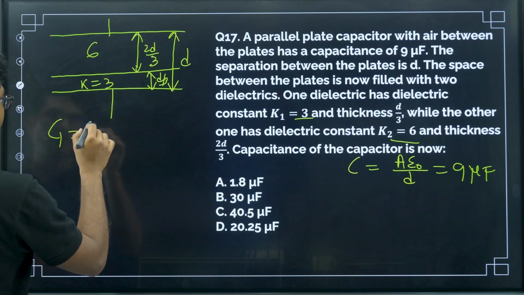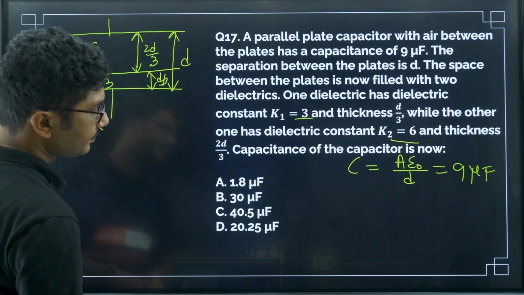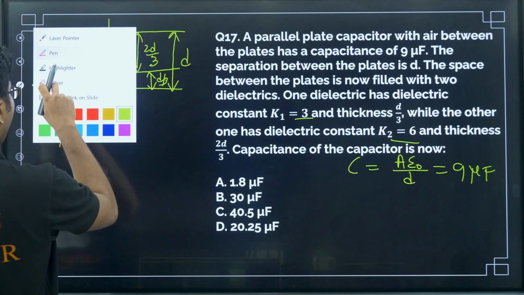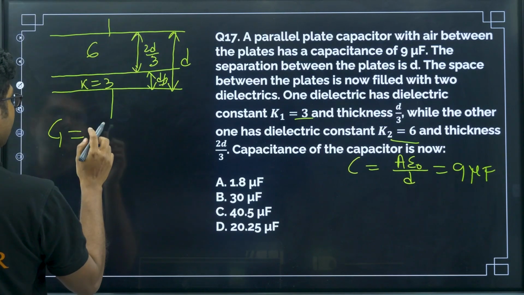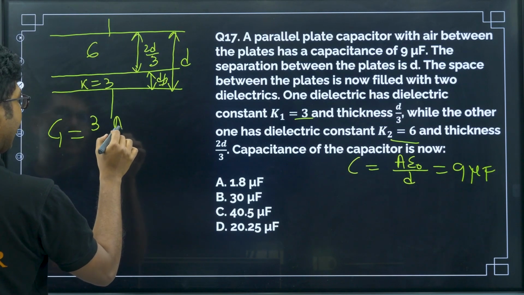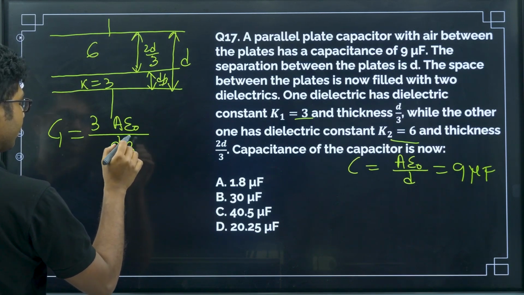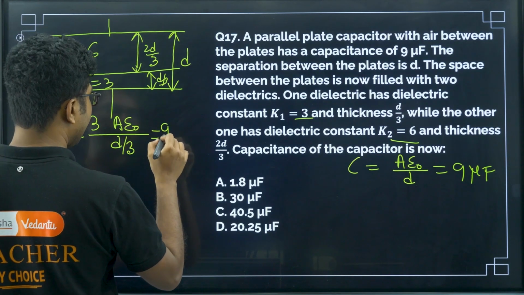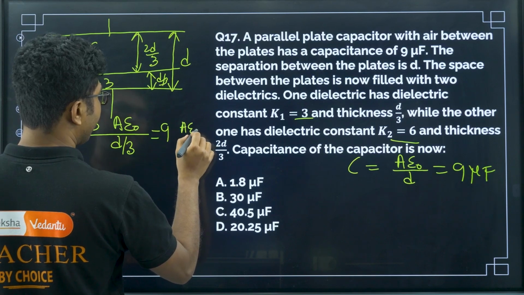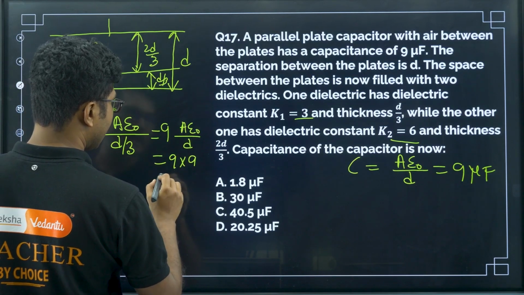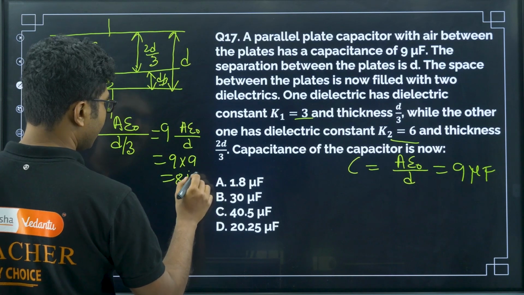is K is 3. Let me use the values directly. 3 A epsilon naught by D by 3. So this D will go up and it will become 9 A epsilon naught by D. So that is 9 times 9, that is 81 microfarad. Right?